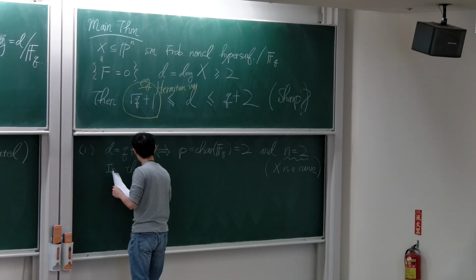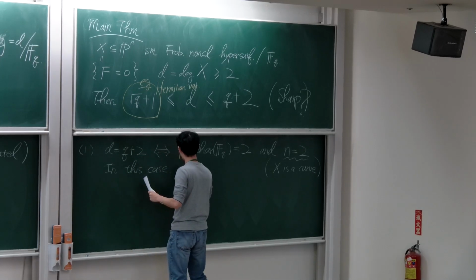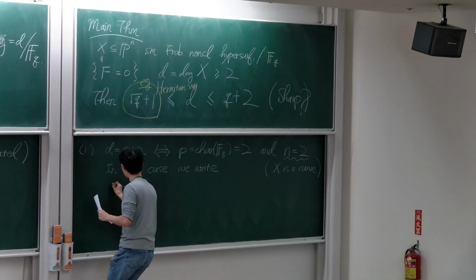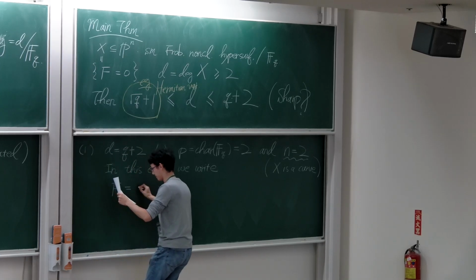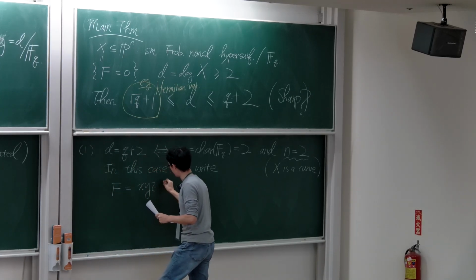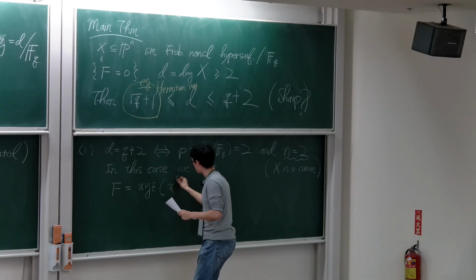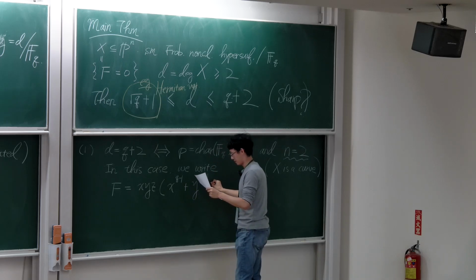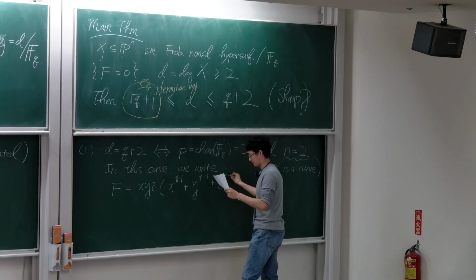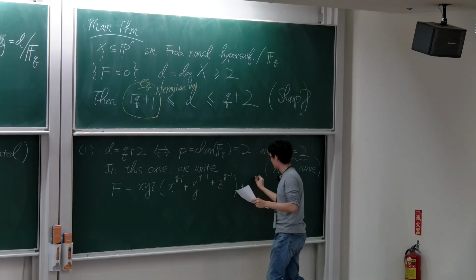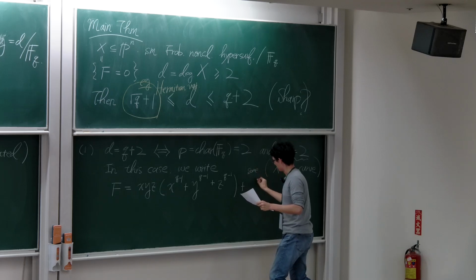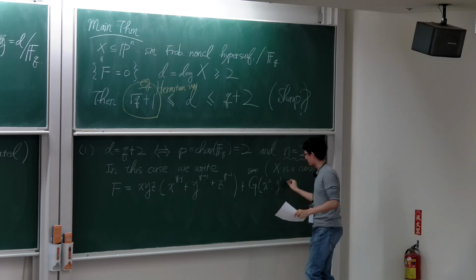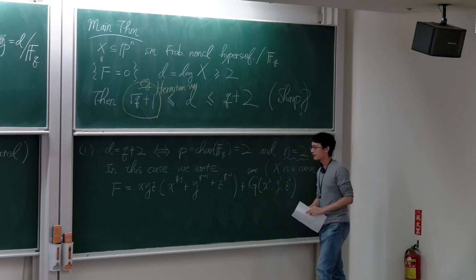So in this case, we can write f, the defining polynomial, this way: xyz times (x^(q-1) + y^(q-1) + z^(q-1)) plus some polynomial g here whose entries are x squared, y squared, z squared.